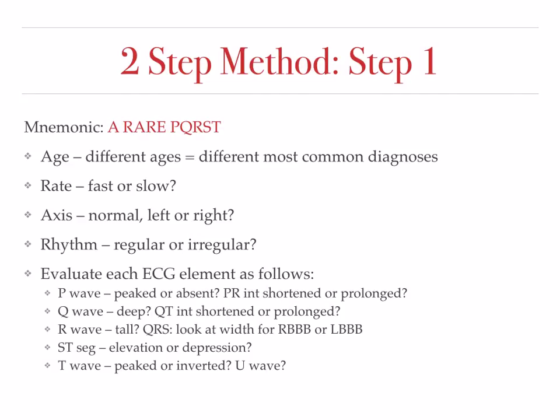Next, we have the R wave. Is it tall? Look at the QRS length. Is it wide, indicating possible right or left bundle branch blocks? Next, take a look at the ST segment. Make sure there's no elevation or depression. And finally, look at the T wave. Is it peaked or inverted? Any signs of any U waves?